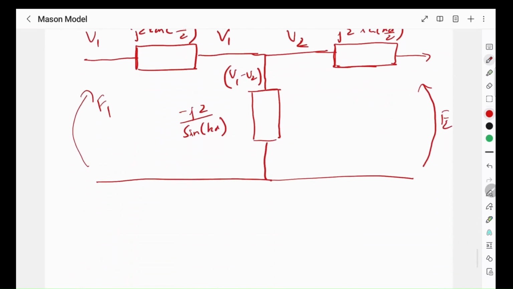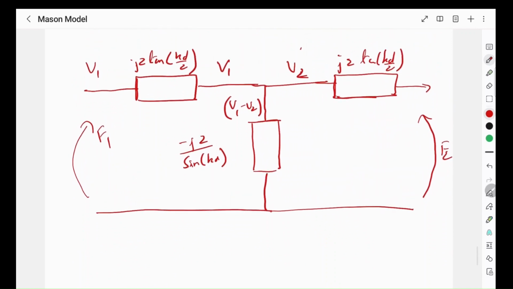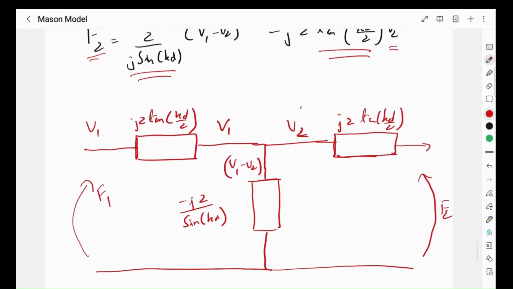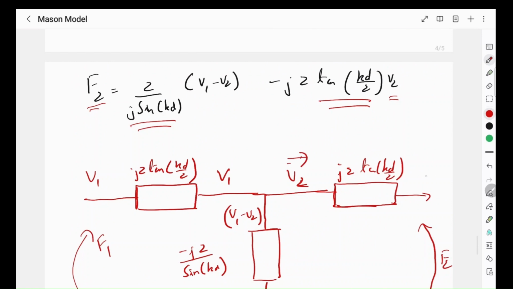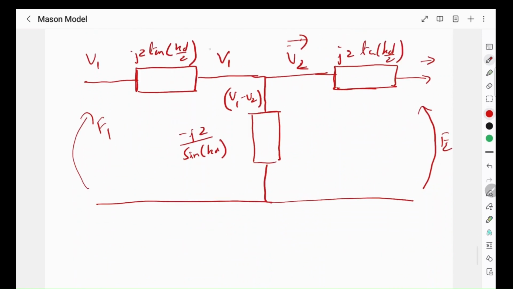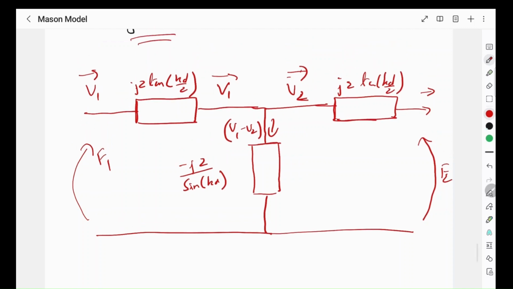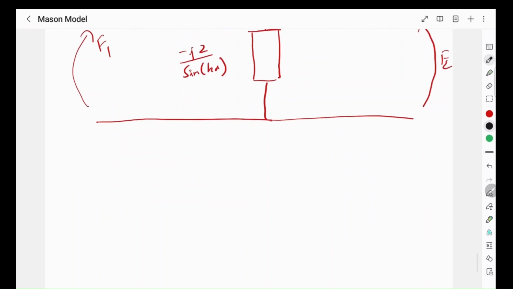Once you're able to solve, you can understand this minus from the direction. This is the velocity direction here, and this is the velocity direction here. If we have V2 going here, then this is V1 minus V2 going inside. So ultimately this is the Mason model of the structure we started with initially, where you had two boundary conditions.